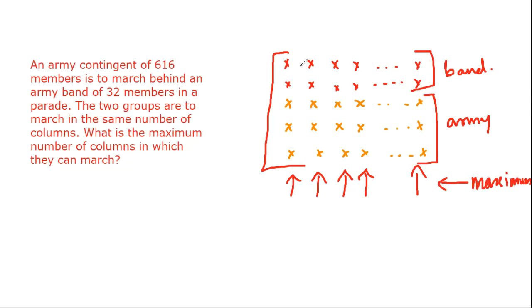We know that the number of columns is a factor of the total number of band members. In the same manner, the number of columns will be a factor of the number of army members as well. So the number of columns will be a common factor of the number of band members as well as the number of army members. The maximum possible such number is the maximum common factor, or the highest common factor. That is the maximum number of possible columns.